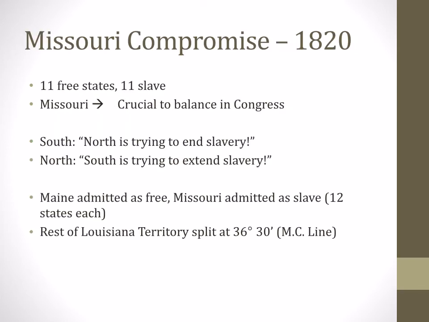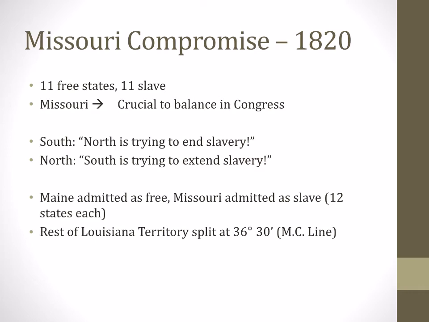So the Missouri Compromise happened in 1820. You guessed it, because territories were expanding and we had to decide whether we needed slave or free states. So at this point in time, we had 11 free states and 11 slave states. Keeps the balance in Congress. No group has more power than the other. Missouri was very crucial to this balance in Congress. The South said the North is trying to end slavery. The North said the South is trying to extend slavery.